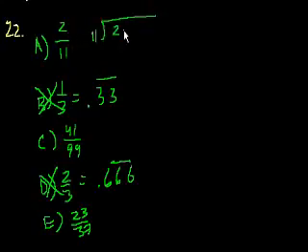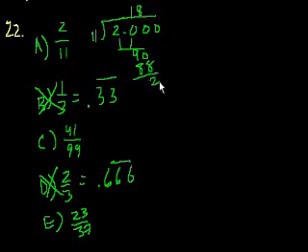11 goes into 2.000. 1 times 11 is 11. You get a 90. 11 goes into 90 8 times, 88. You get 20. I already see the pattern. 11 goes into 20 1 time. 1 times 11 is 11. Then you get a 90. Goes into it 8 times. So it's just 0.181818, it's just going to keep repeating 0.18. So that's 2 over 11.